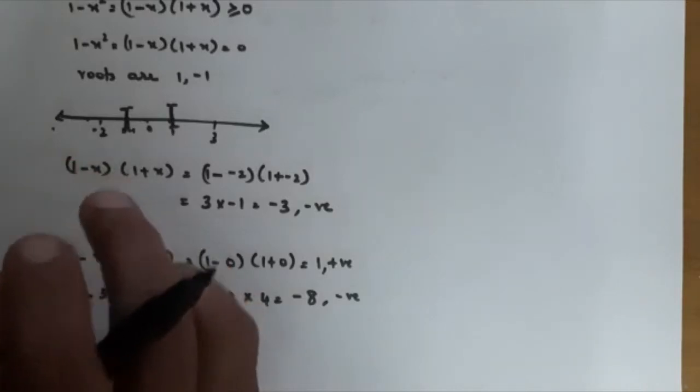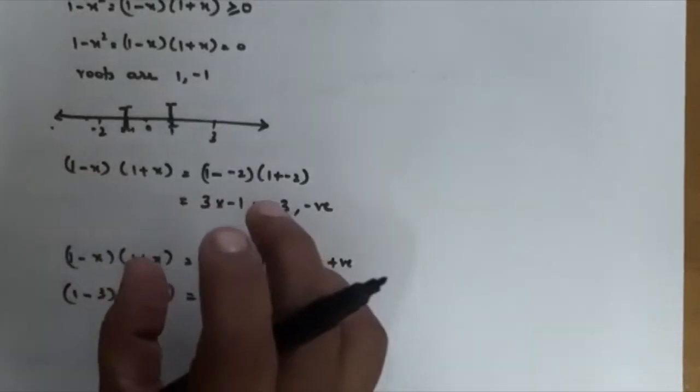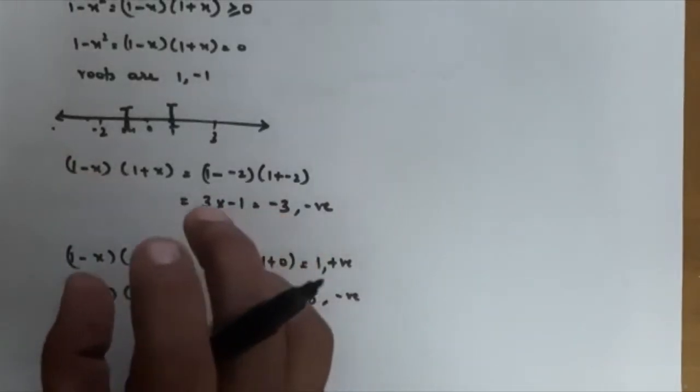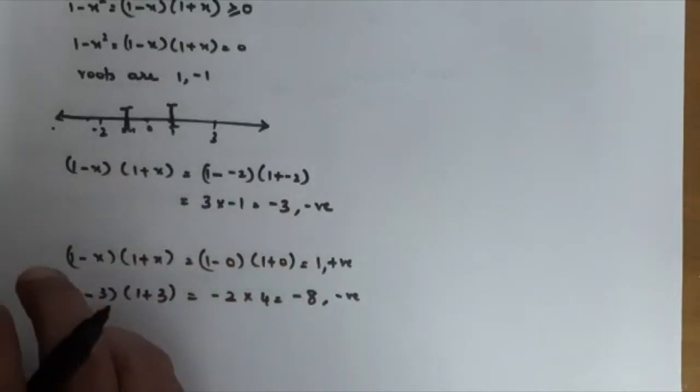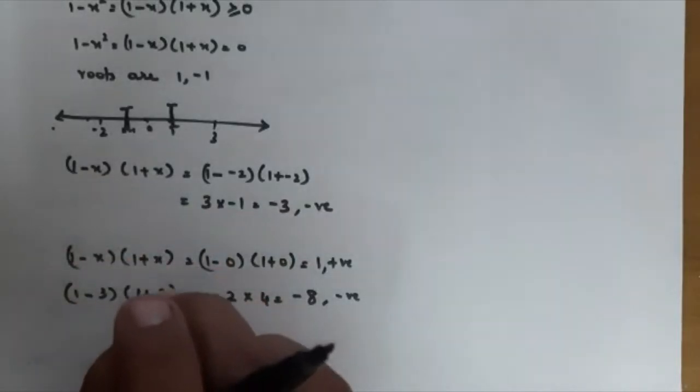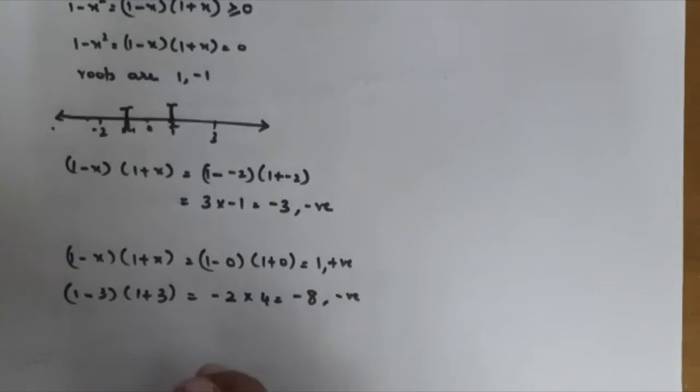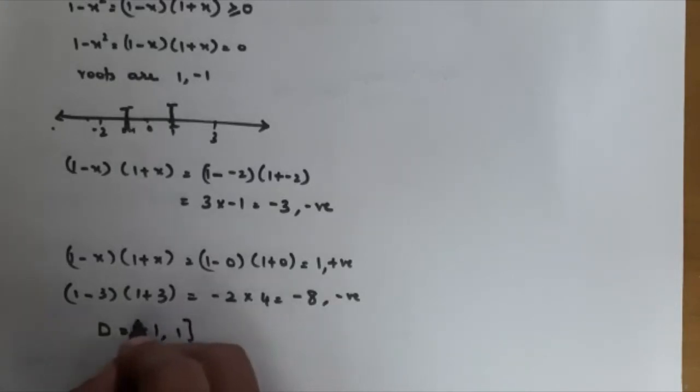Therefore, the only part of the real line which satisfies this inequality is from minus 1 to plus 1. Therefore, what about the domain? Domain means it is the set of values of x satisfying this inequality, and hence it is the closed interval from minus 1 to plus 1.